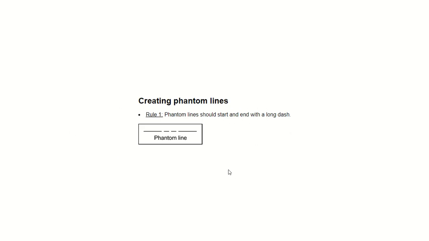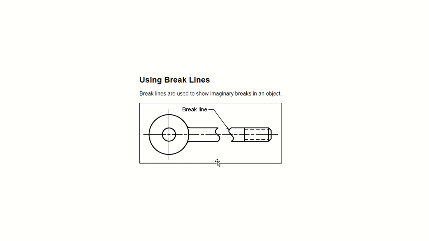Okay, the last rule, how are we going to create it? So, sorry, the first rule, how are we going to create the phantom line? You're going to start with a long dash, followed by 2 short dashes, and then end with a long dash. Break lines.